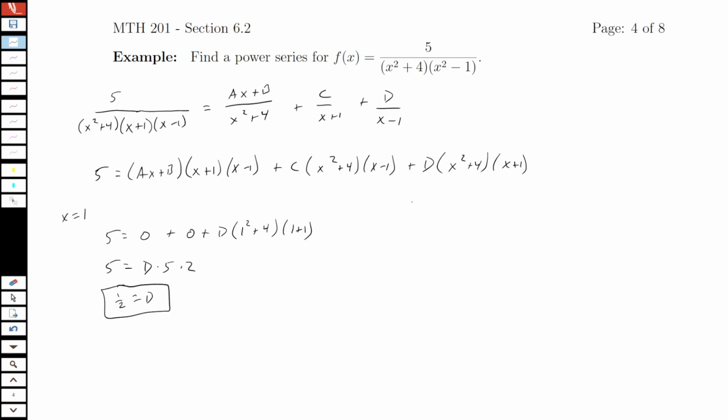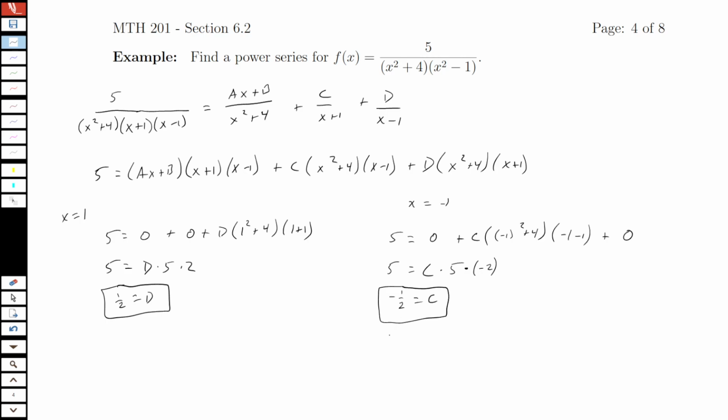Okay. When x is negative 1, on the left I'll have a 5. On the right I have a 0. Here, when x is negative 1, I'll have c times negative 1 squared plus 4, times negative 1 minus 1. And here, when I put in negative 1, I'll get a 0. So 5 equals c times negative 1 squared is 1, plus 4 is 5. Negative 1 minus 1 is a negative 2. Cancel the 5's, so negative 1/2 equals c.